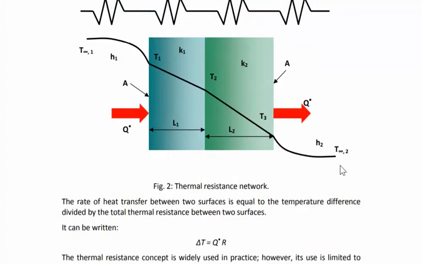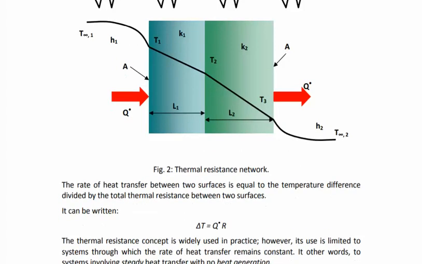The rate of heat transfer between two surfaces is equal to the temperature difference divided by the total thermal resistance between the two surfaces. That will be the change of temperature is equal to the heat into the resistance. The thermal resistance concept is widely practiced. However, it is used to limit it through which the rate of the heat remains constant, and the system involving heat transfer will have no heat generation.